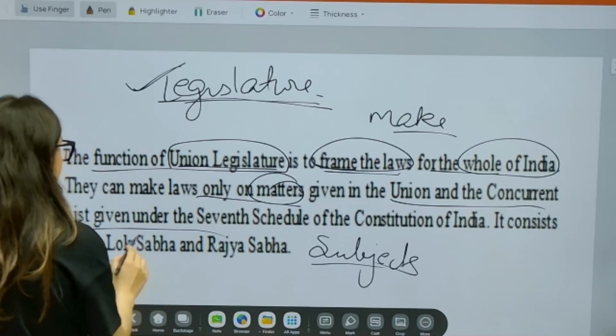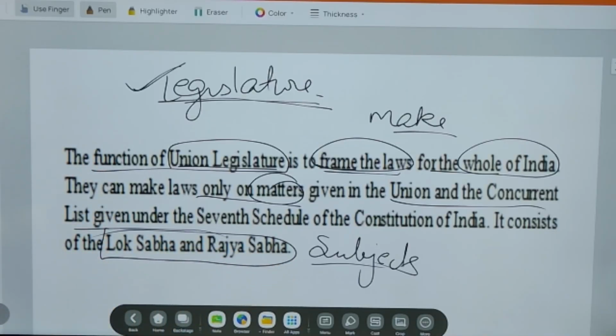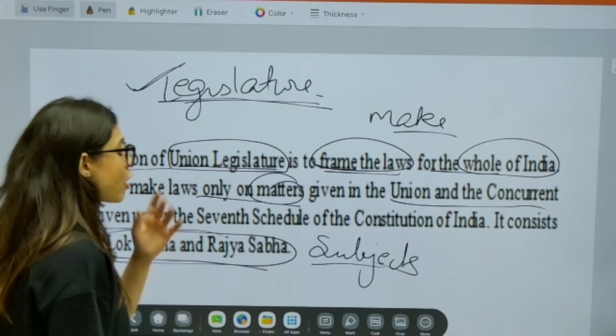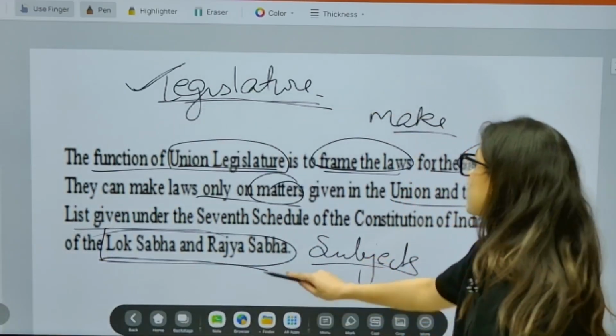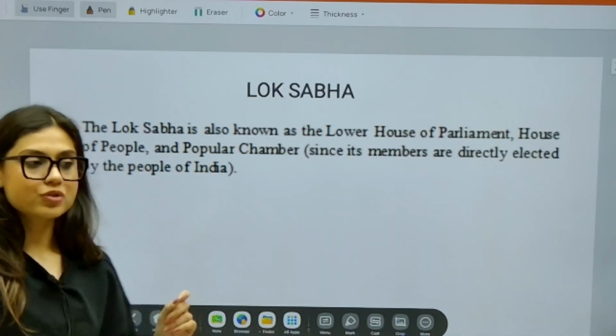And Union Parliament consists of two houses, which is Lok Sabha and Rajya Sabha. Comprises of two houses. Upper house is the Rajya Sabha, lower house is the Lok Sabha. Let's talk about Lok Sabha first.